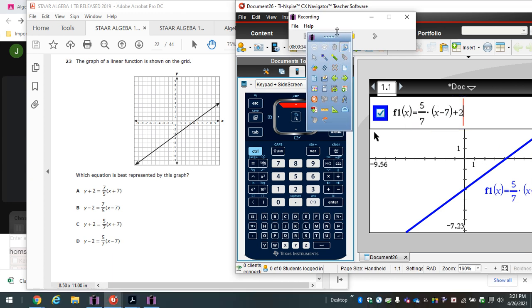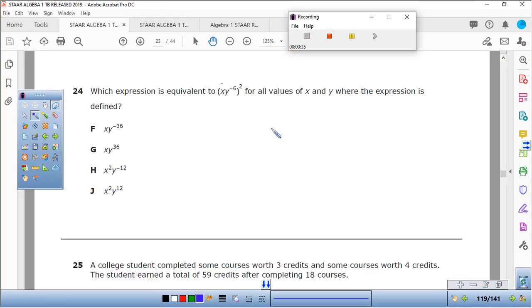Perfect. Any questions? Okay, now this one, guys, is pretty easy. When there's a power raised to a power, you basically multiply the exponents. There's a 1 here, there's a -6 there, there's a 2 on the outside, so it becomes x 1 times 2. I have y to the -6 times 2. This gives me x squared. This gives me y to the -12. And there's my answer.